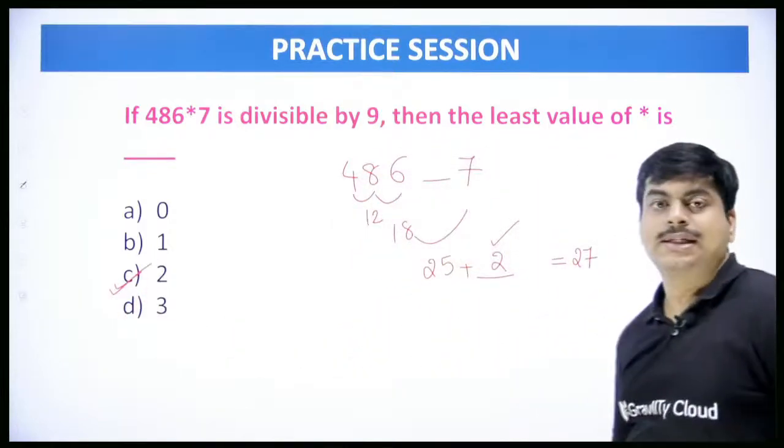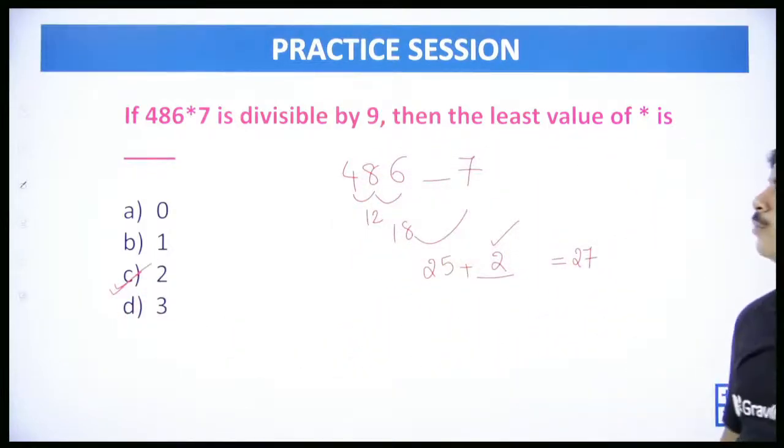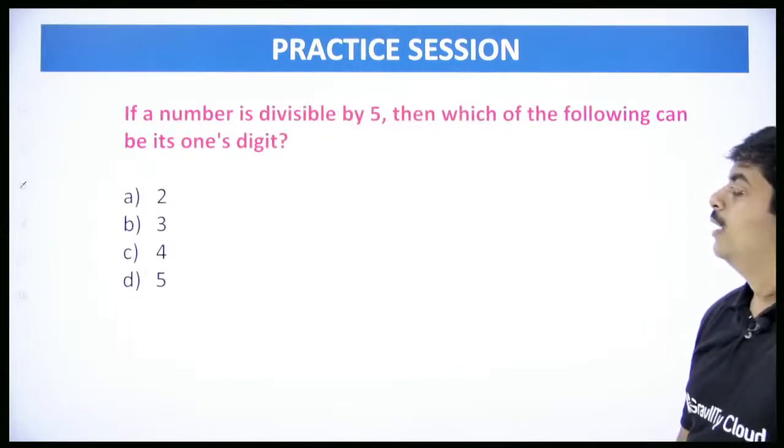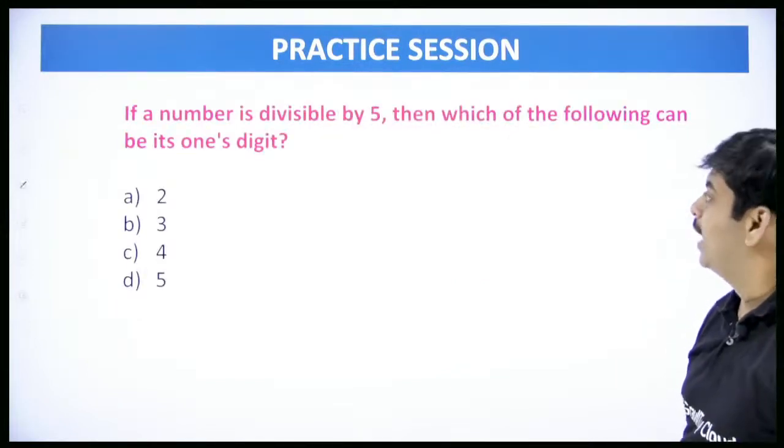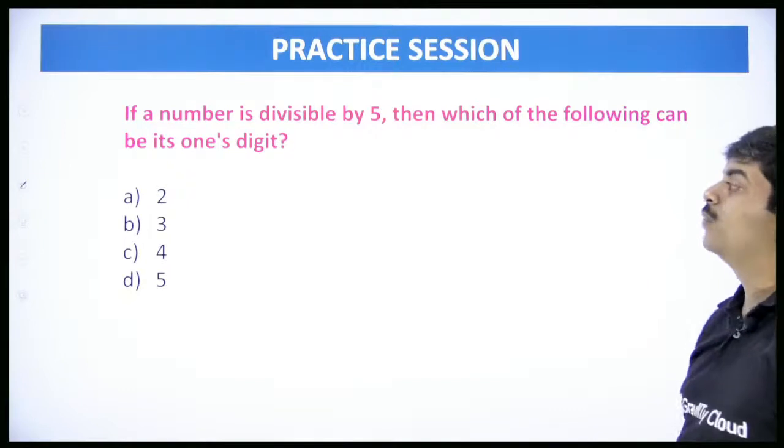Least number possible is 2. Clear? So moving ahead. If a number is divisible by 5, then which of the following can be its ones digit?